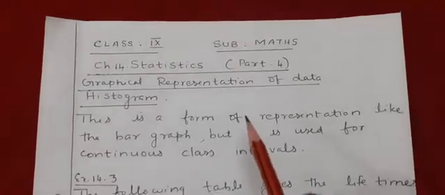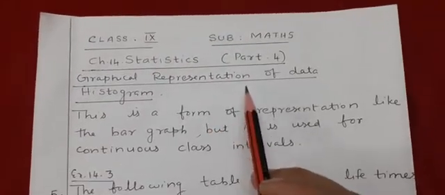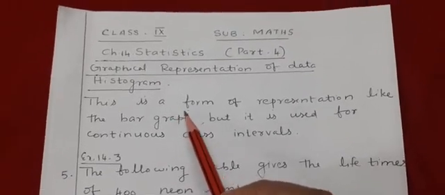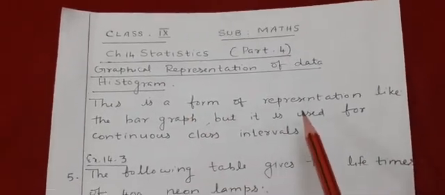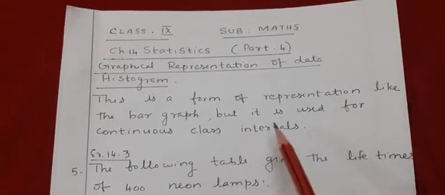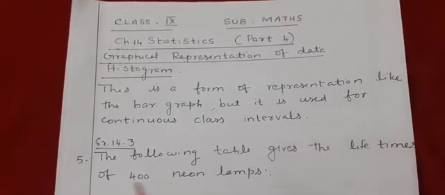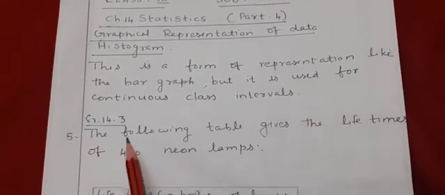Students, let's continue with the chapter Statistics. Today we are going to learn about histogram. This is a form of representation like the bar graph, but it is used for continuous class intervals. So let's discuss fifth question of exercise 14.3.